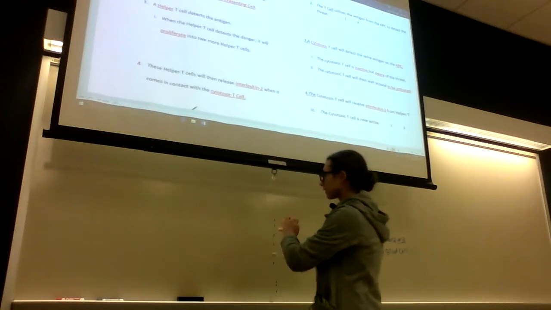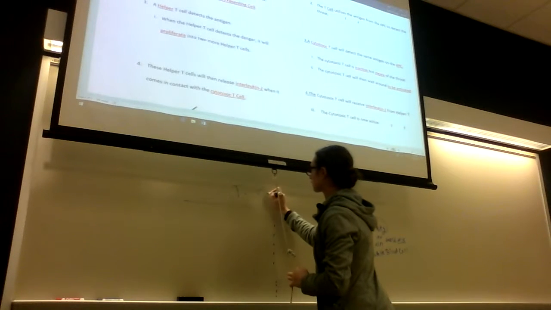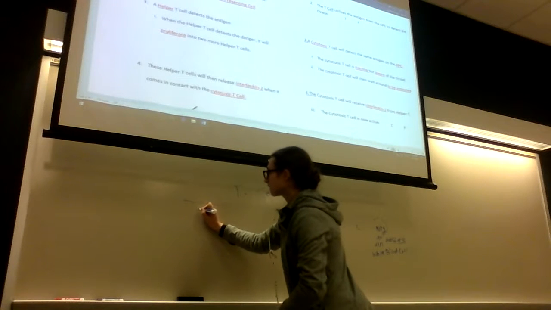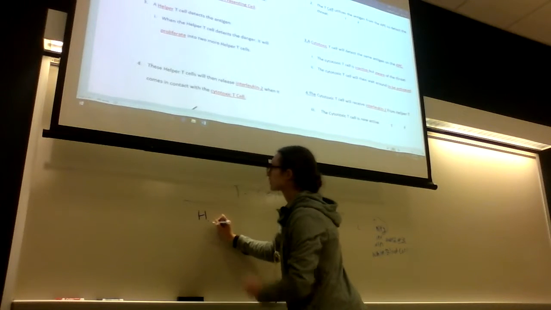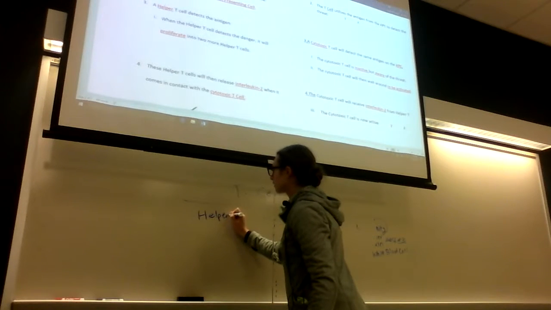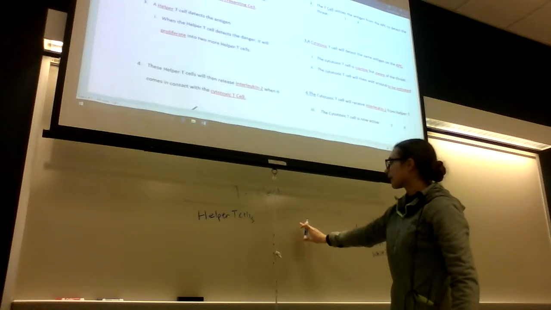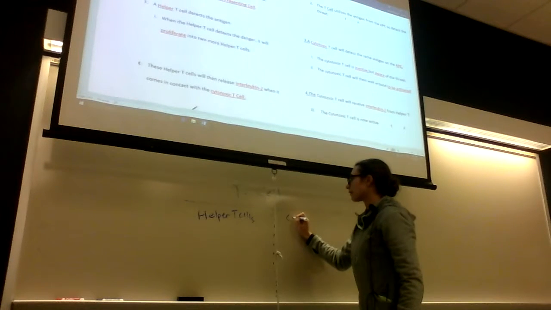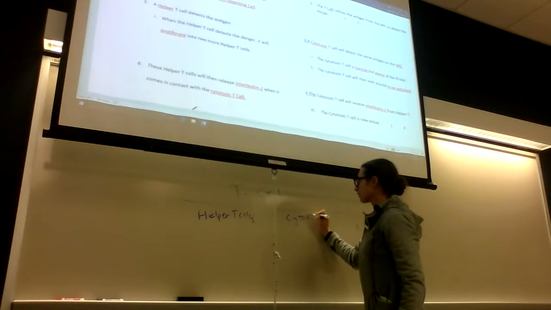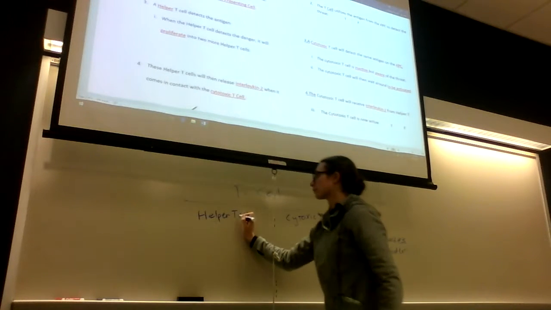So this side of your worksheet is going to have to do with your helper T cells. This side of it is going to have to do with the cytotoxic T cells. And this correlates hand in hand with your picture.